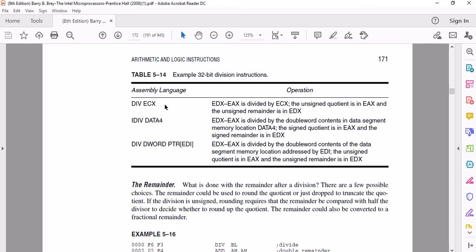So these are 32-bit instructions. Now for ECX, we will use extended registers EDX and EAX. EDX:EAX is divided by ECX and the unsigned quotient is moved in EAX and unsigned remainder is moved in EDX.